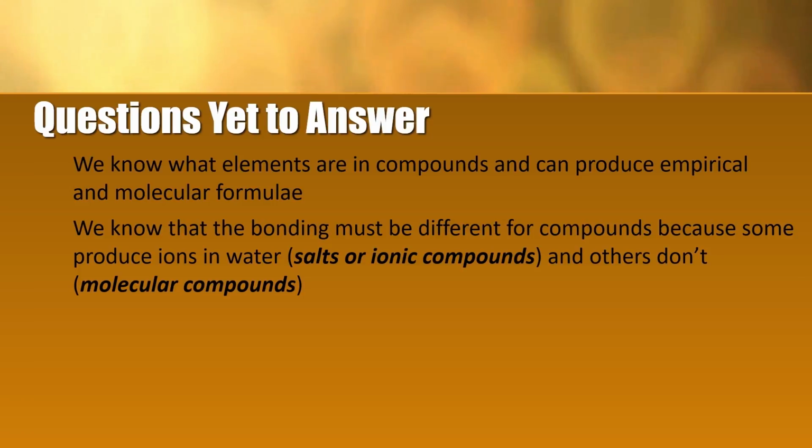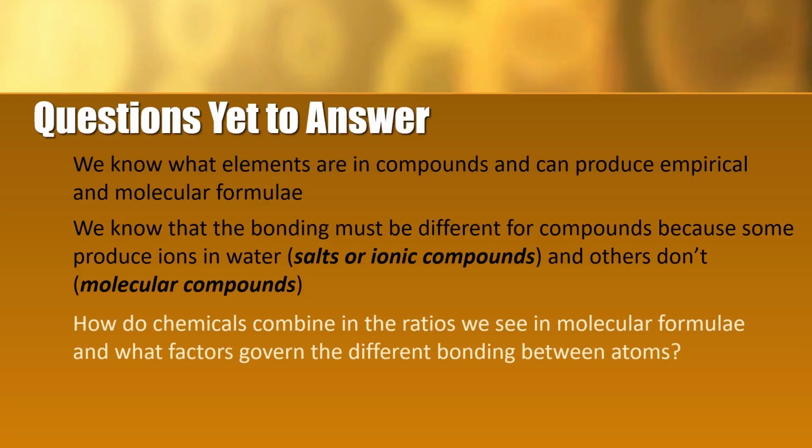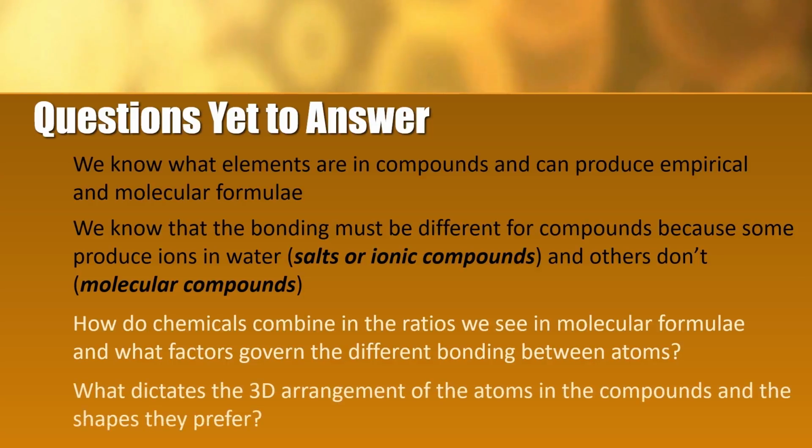The questions we would like to answer in this lecture are, how do chemicals combine in the ratios we see in molecular formulas, and what factors govern the different bonding between atoms? And we would like to address this question. What dictates the 3D arrangement of the atoms in the compounds and the shapes they prefer?